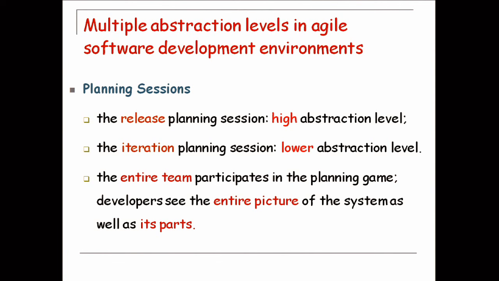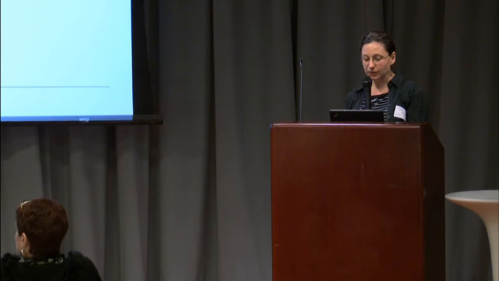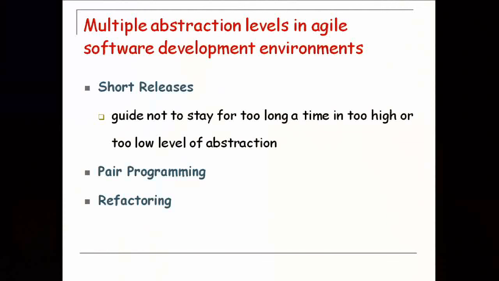Another aspect of the planning session that helps us to move between abstraction levels is the fact that the entire team participates in the planning session, so all the team members have both the high level of abstraction and the lower level of abstraction when they code. So they know from where each requirement arrives. The fact that we talk about short releases means that we are not staying too long on the same level of abstraction. Each time we should change the level of abstraction on how we look at the software.